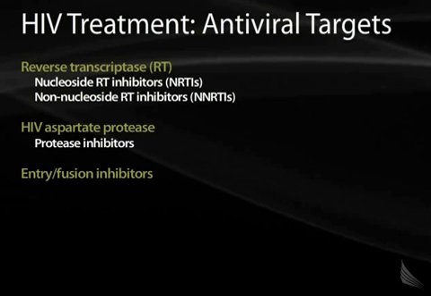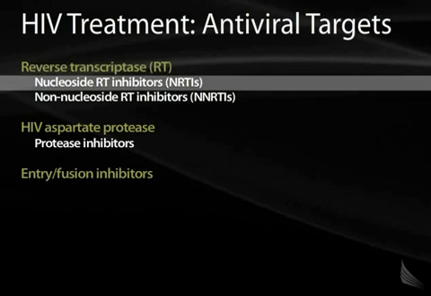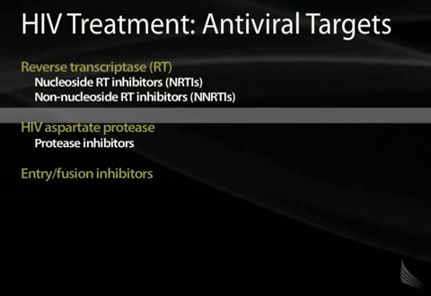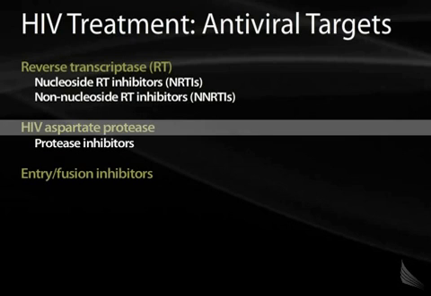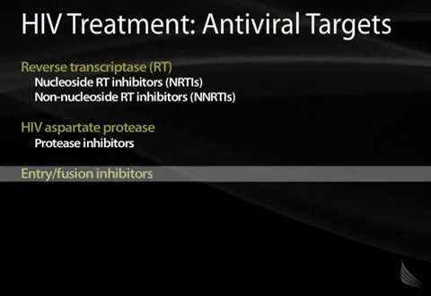Let's talk about HIV treatment, and we'll talk about the different antiviral targets in the treatment of human immunodeficiency virus. The reverse transcriptase is a very common target that two different drug classifications are used to attack. There are the nucleoside reverse transcriptase inhibitors and the non-nucleoside reverse transcriptase inhibitors. The HIV protease is also targeted in medications that are protease inhibitors, and then a newer classification of medications are the entry and fusion inhibitors that are used against HIV.